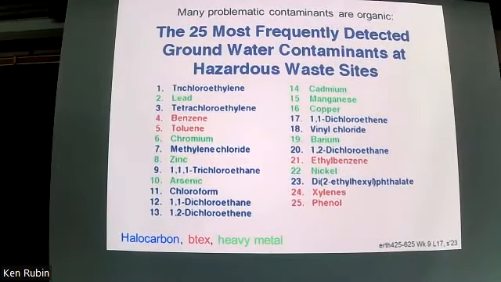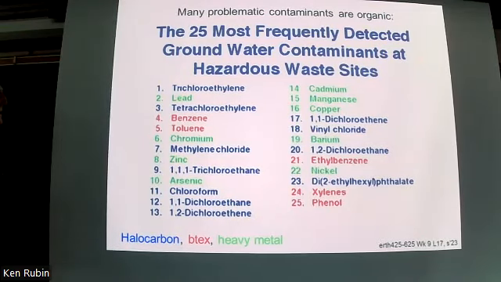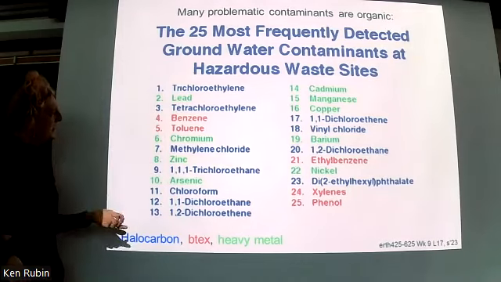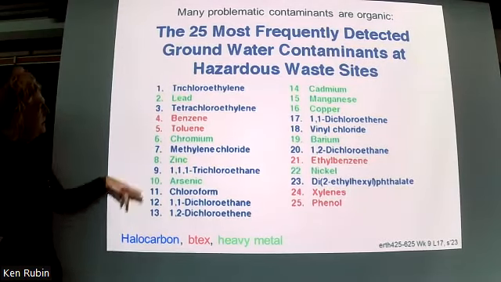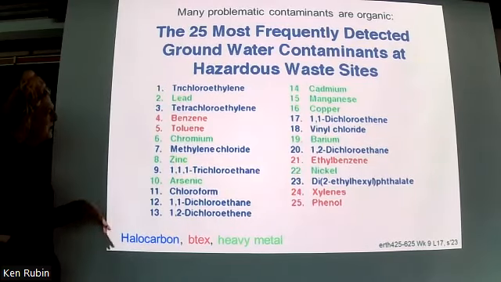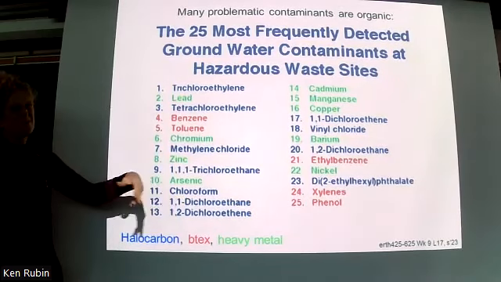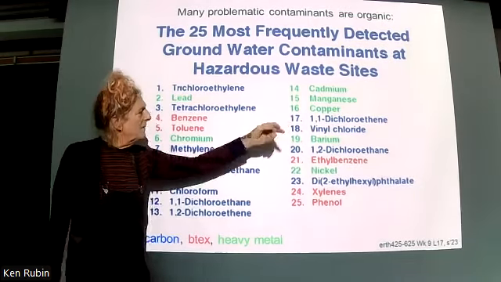Okay, so this is just a table from the EPA of the 25 most frequently detected groundwater contaminants at hazardous sites. And I've highlighted them by category. They're not highlighted on the site, but the things in blue are halogenated hydrocarbons: trichloroethylene, tetrachloroethylene, which is PCE, methyl chloride, chloroform, et cetera. These are all halogenated hydrocarbons. Here's the famous vinyl chloride.